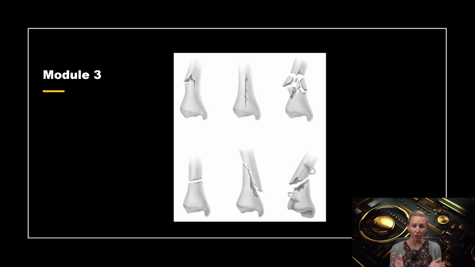So the first thing we're going to start in module 3 is the pathomechanics of bone. So for bone, these are the fractures, so the fracture types. And so when you look at this image, I want you to be able to look down at the image and identify what kind of fracture it is.